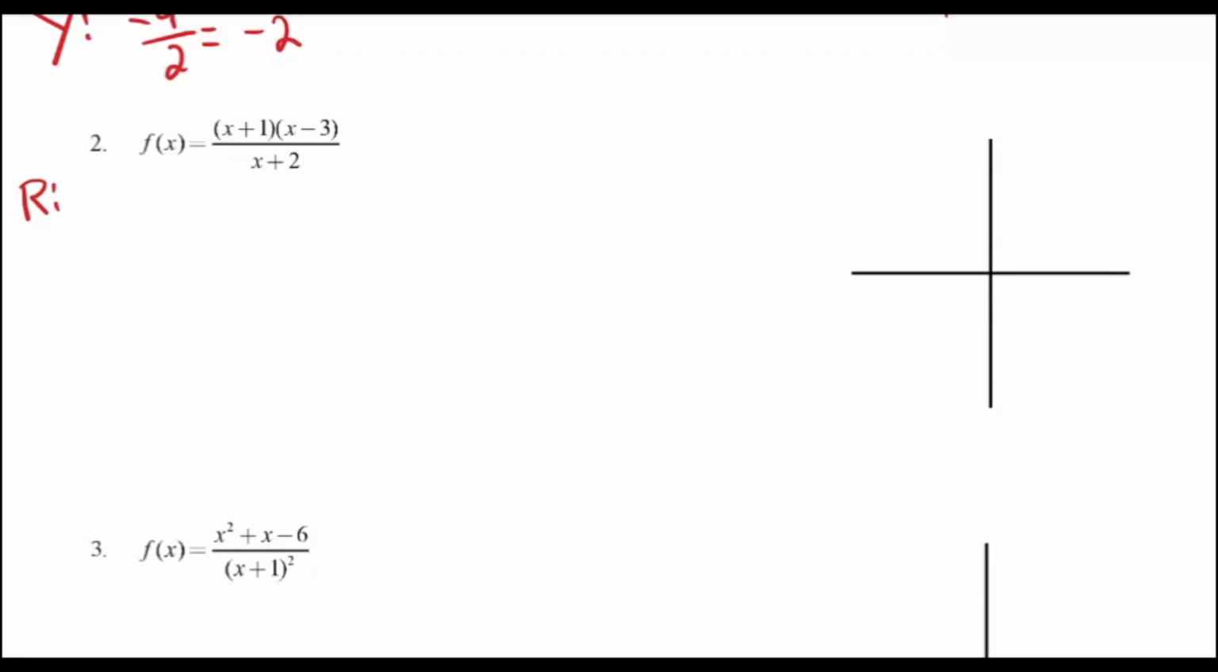So R, nothing cancels out, so we don't have any removable discontinuities. But I do have a couple of factors on top that, if I set equal to 0, give me x-intercepts at negative 1 and at 3. So we can go ahead and mark those over here on the graph. A stands for the asymptotes. We have an x plus 2 down bottom, so that means we have a VA at x equals negative 2.